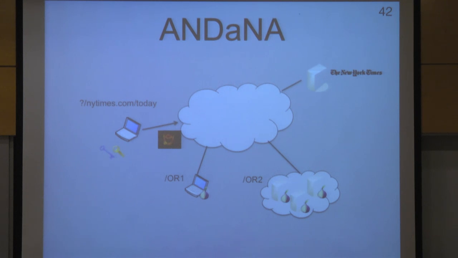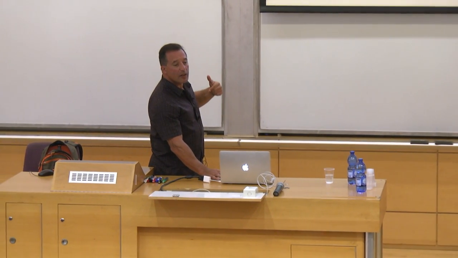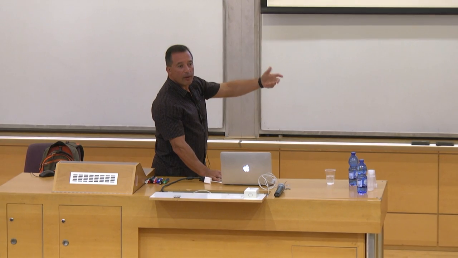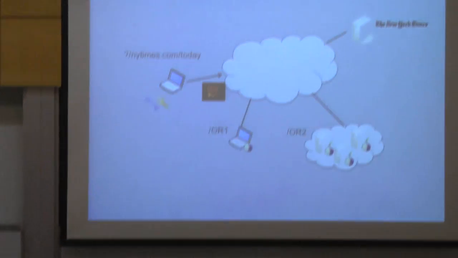Here, there's no circuit to set up, because there's no connection. There's going to be just a request for content and a response with the content itself. So all we care is that the same sequence of routers will forward the right content back, and that's it. There's no state that needs to be kept in the network after that.